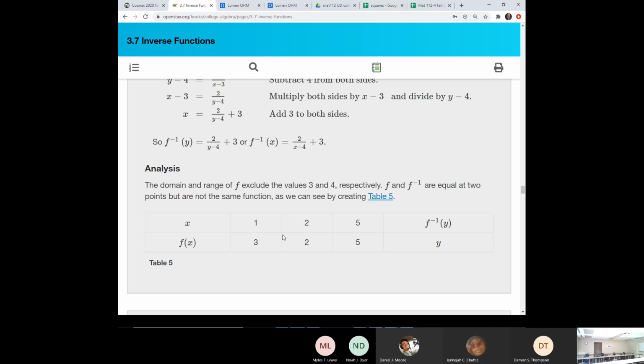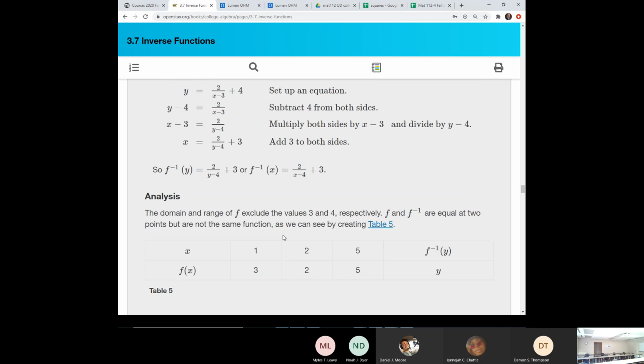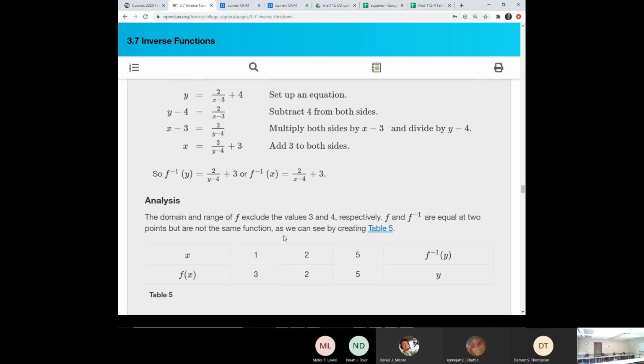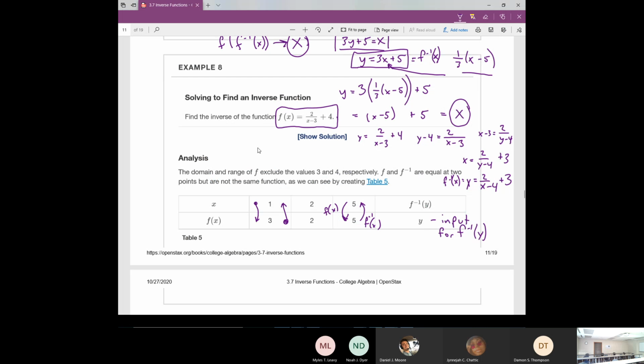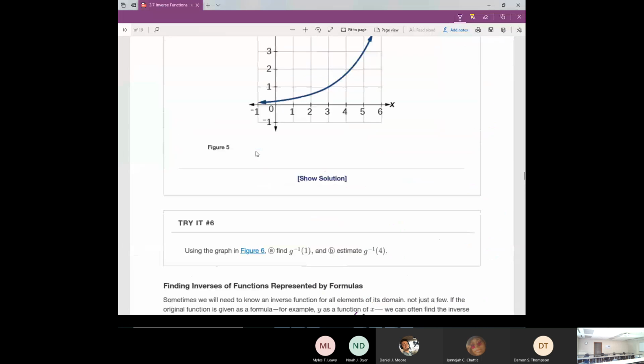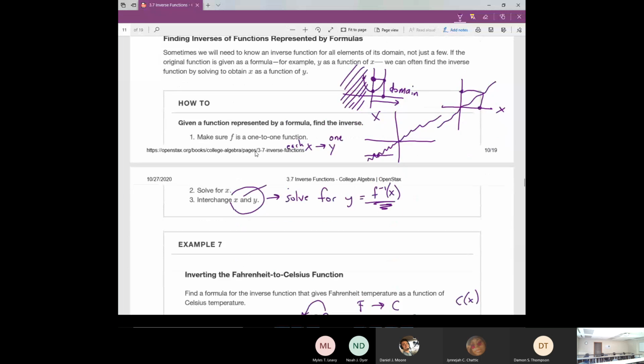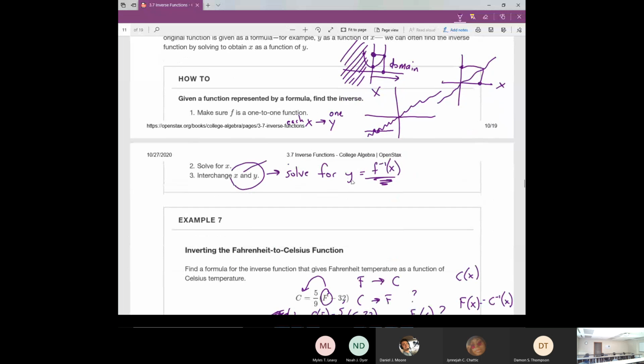So for finding the inverse function, I think this is the easiest way. Just like I was showing you, solve for y and you'll find the inverse function.